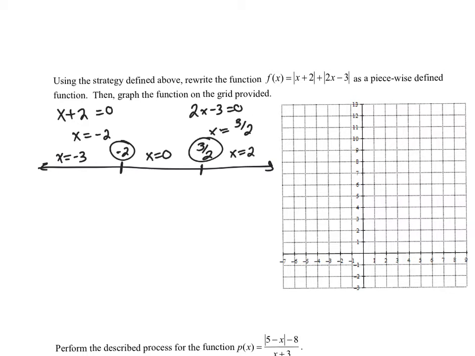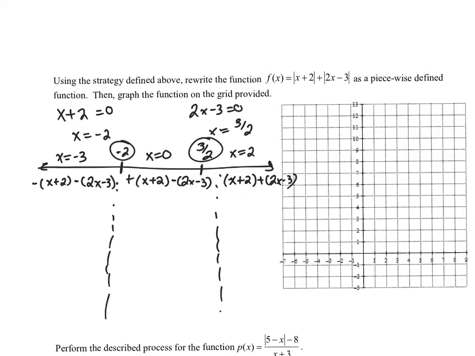Now remember, this is the most important part: your negative signs. When we're on the left side of negative 2, both signs are negative. In the middle, our first sign is positive and our second sign is negative. And on the right side, it's all positive.